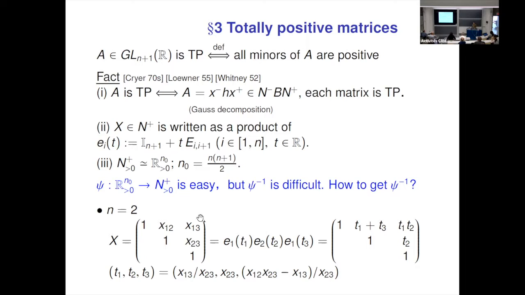In the N equals two case, we have this kind of element such that the minor of this 2 by 2 part is positive. Then it is written as a product of three elementary matrices, E1(t1), E2(t2), E1(t3), and we get this one. Then t1, t2, t3 give this X, and this is totally positive from the beginning when we take positive numbers as t. But in this coordinate, we should assign the condition that the minor of this part is positive. So this is the reason t gives a good coordinate in this case. And the inverse is easily calculated, of course, in this case, and the result is this.